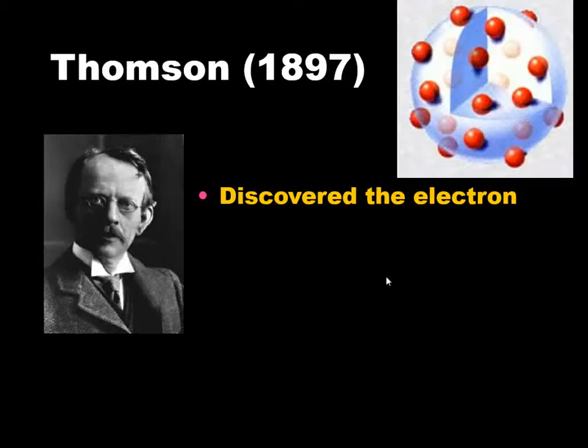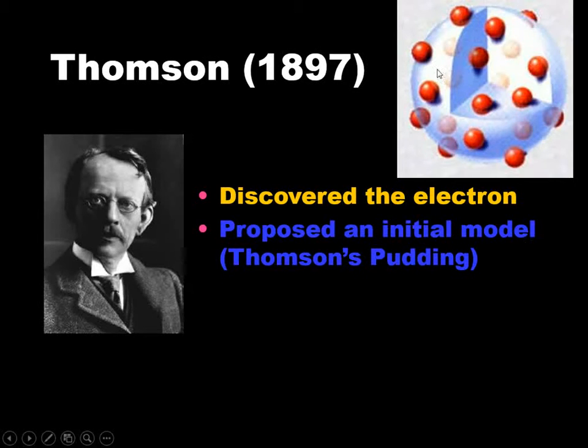At this time, 1897, they do not know about the nucleus. They do not know about neutrons. They do not know about protons. The only thing they know is that there's this thing that's the smallest thing on the earth, a particle called the atom. This guy goes, whoa, whoa, whoa, whoa. I found electrons. Okay?